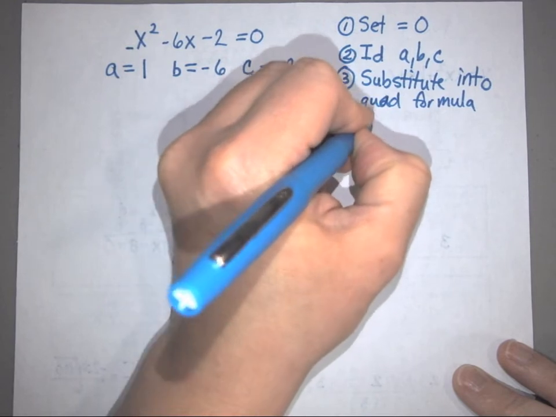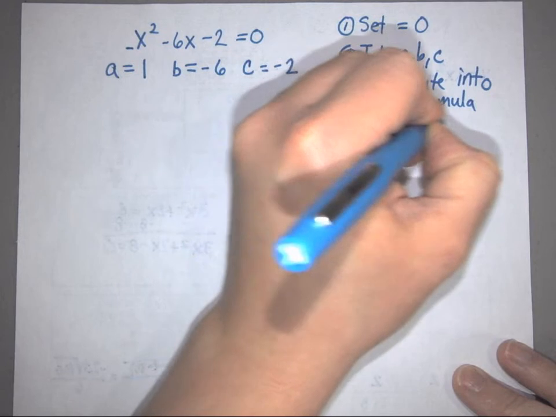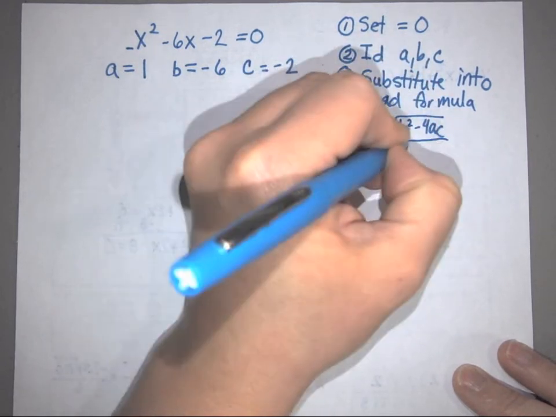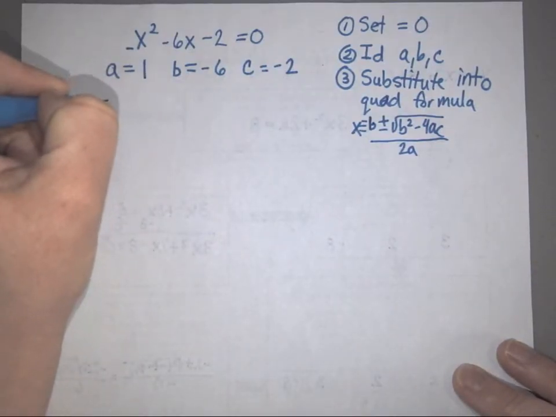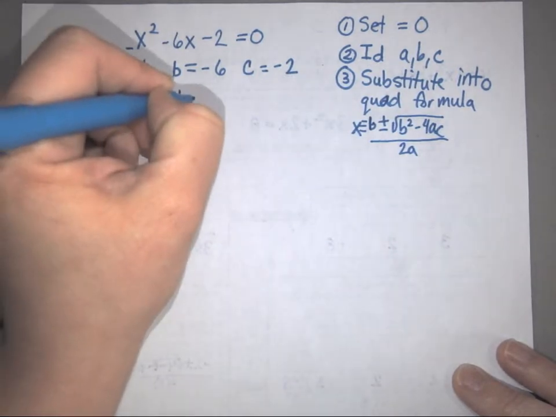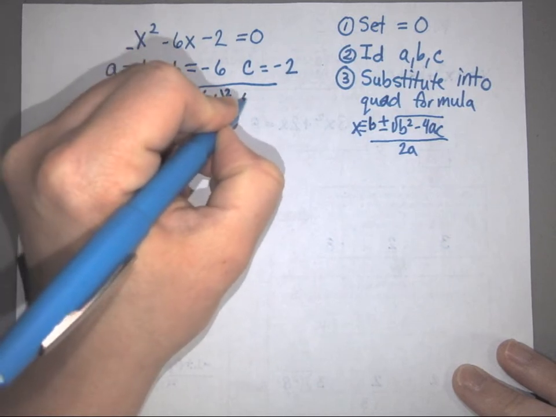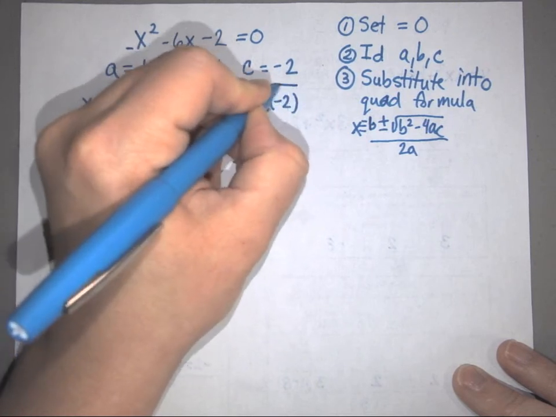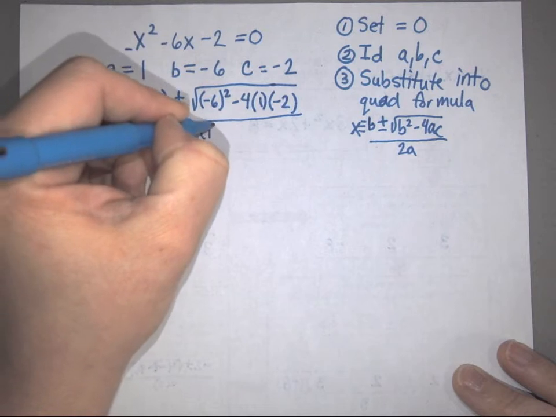Which was again x equals negative b plus or minus the square root of b squared minus 4ac, all divided by 2a. I'm going to substitute that in. So x is equal to the opposite of my b value plus or minus the square root of b squared minus 4 times a times c, all divided by 2 times a.